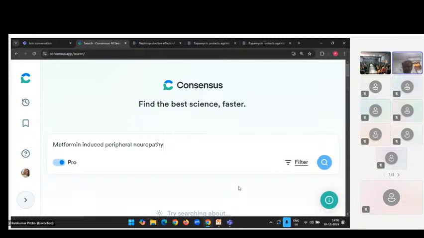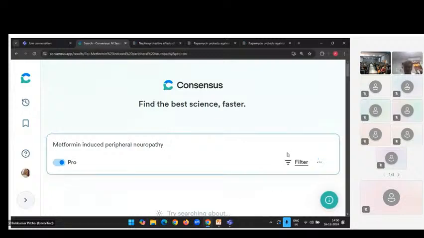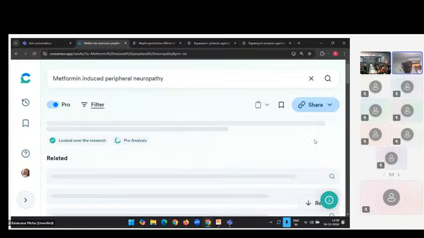So how can we justify this? If anyone uses metformin, they have to consult the doctor if they develop neuropathy. So let us search on this topic. Metformin induced peripheral neuropathy. Enter.